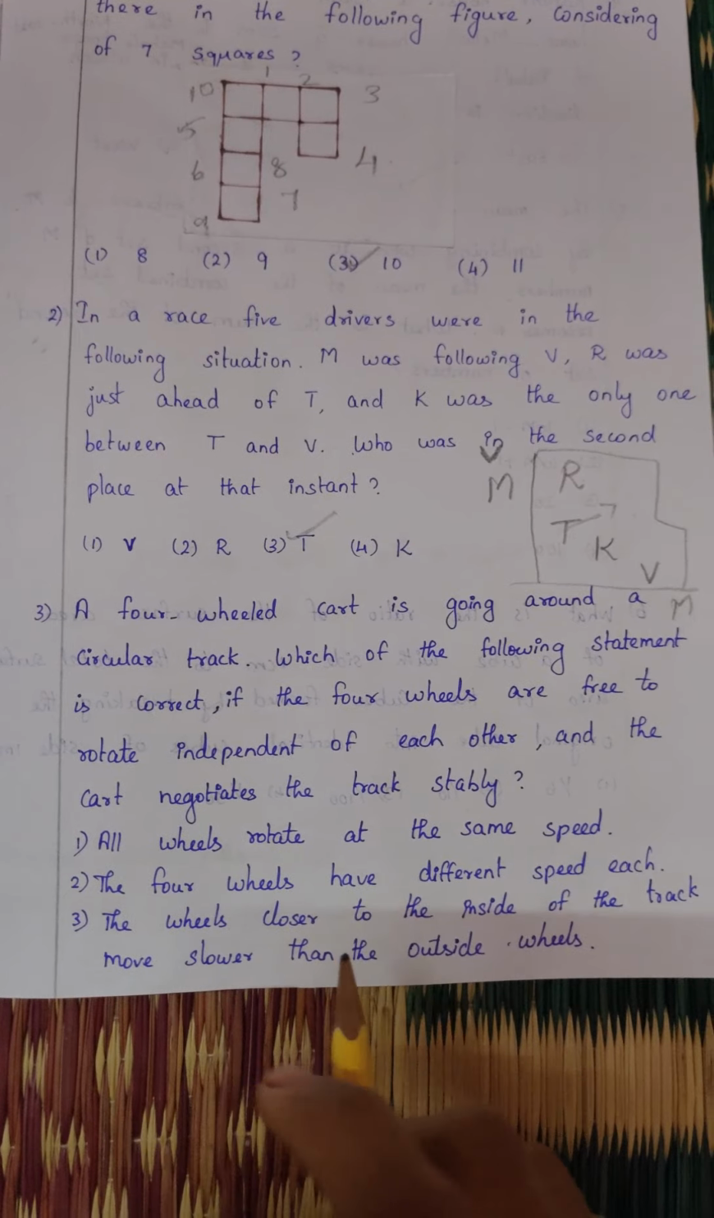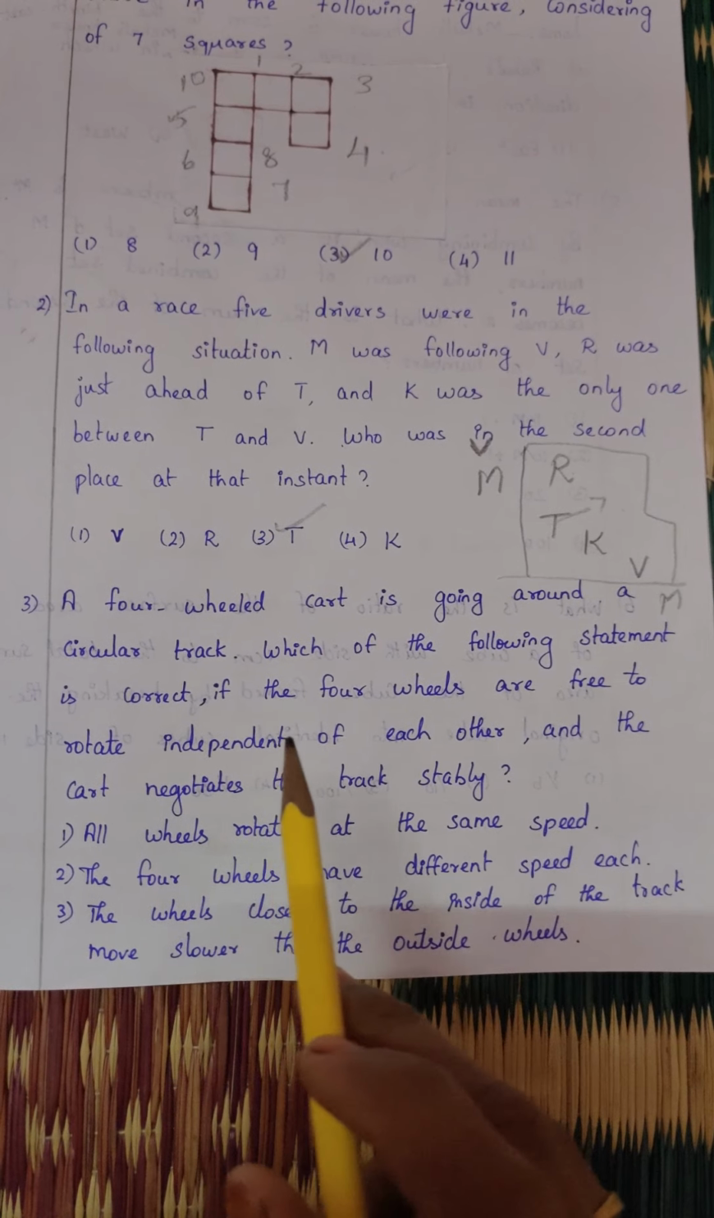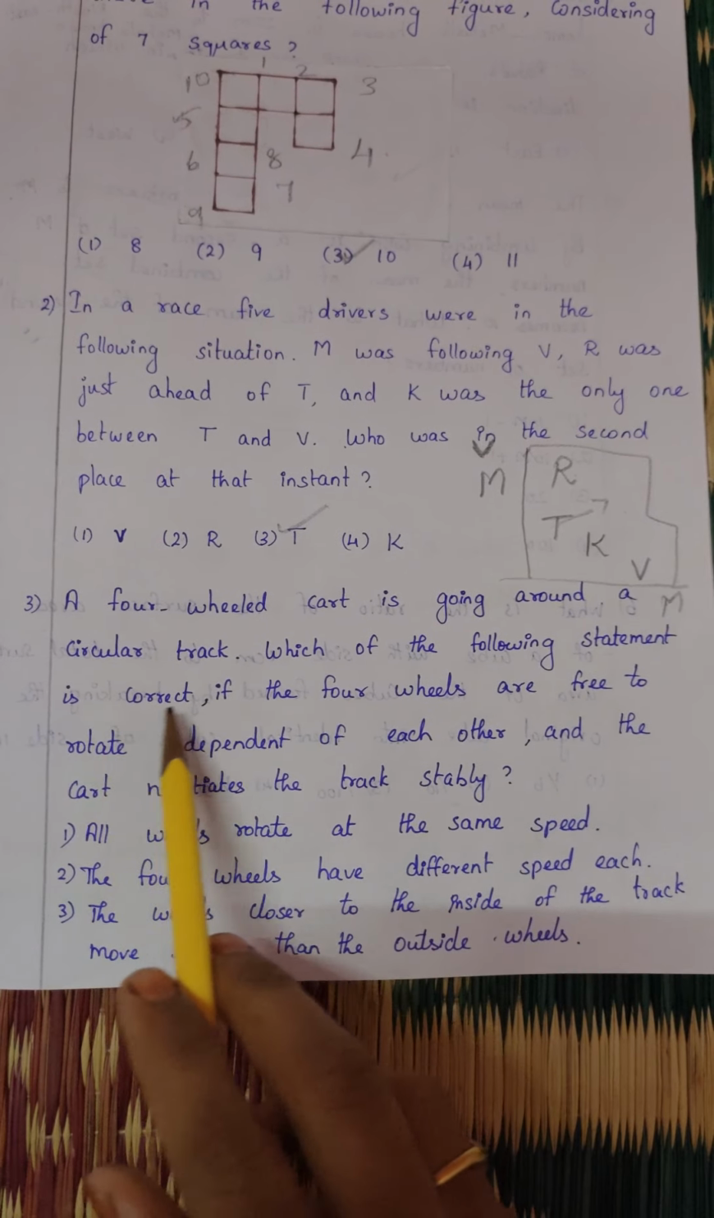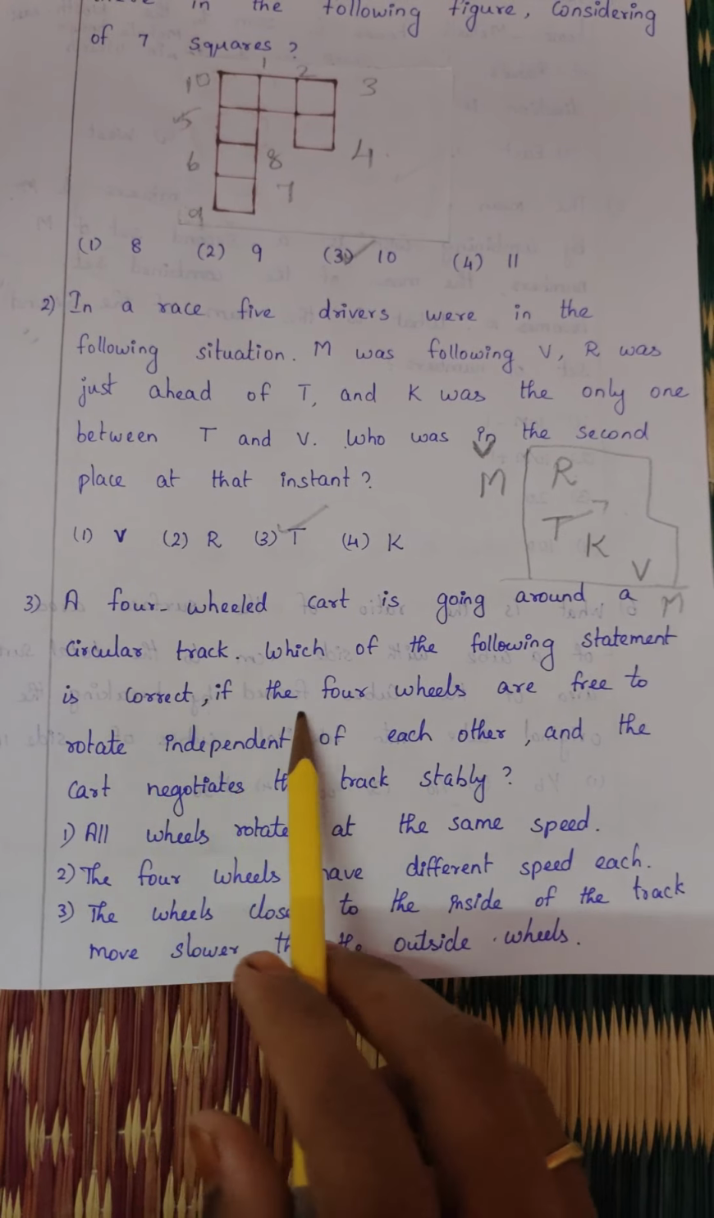A 4-wheel cart is going around a circular track. Which of the following statements is correct? The 4 wheels are free to rotate independent of each other and the cart negotiates the track stably. All wheels rotate at the same speed. The 4 wheels have different speed each. The wheels closer to the inside of the track move slower than the outer side wheels. The wheels closer to the inside of the track move faster than the outside wheels.